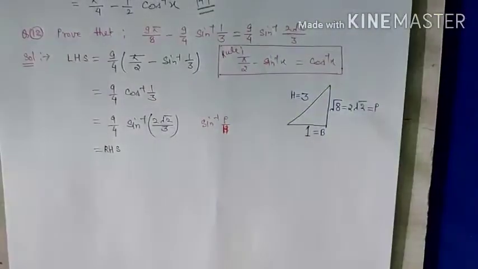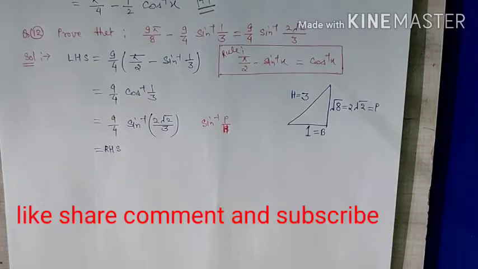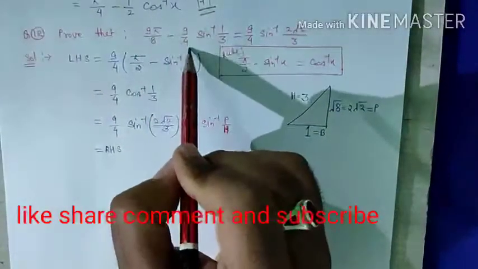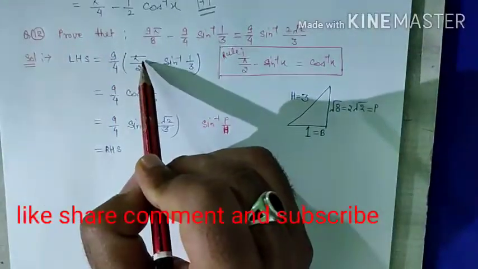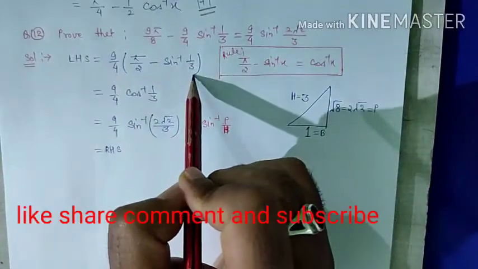Now we are doing one more question. This question is very simple, and you can see the solution is very short even. Prove that 9 pi by 8 minus 9 by 4 sin inverse 1 by 3 equals 9 by 4 sin inverse 2 root 2 by 3. Now what can I do here? I can take 9 by 4 common. If I take 9 by 4 common, it will remain pi by 2 minus sin inverse 1 by 3.